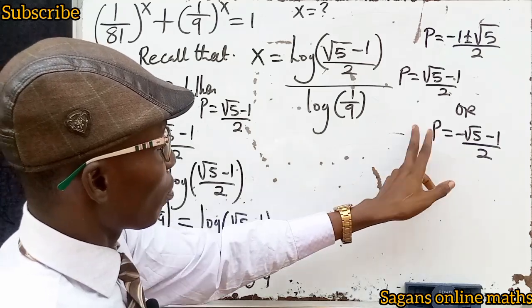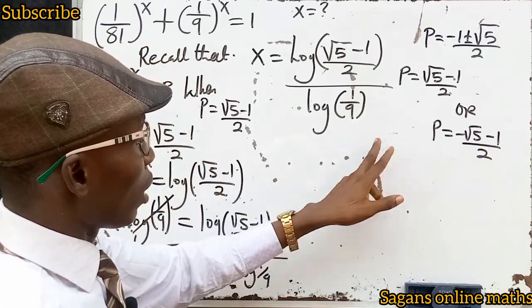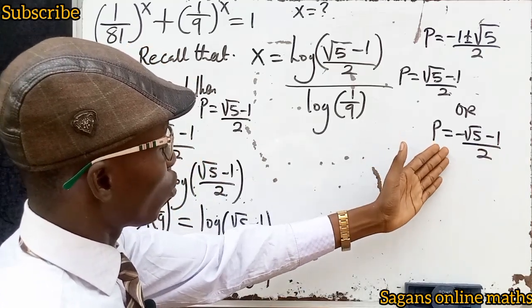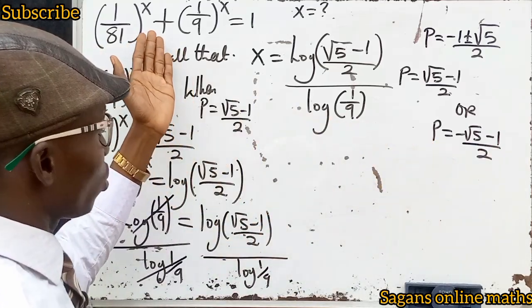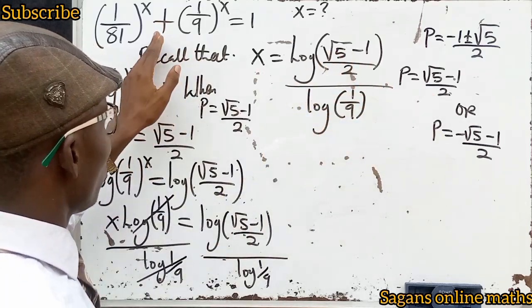Now when p is equal to minus root 5 minus 1 divided by 2, maybe it will not satisfy this equation. But when p is equal to the positive one, you can see it gives you a valid solution to this problem.